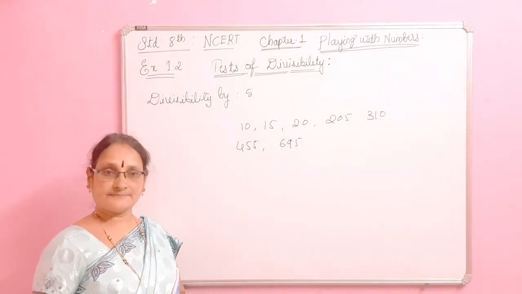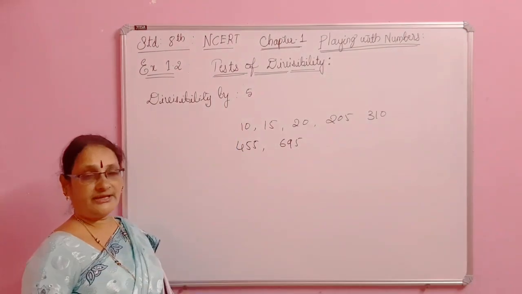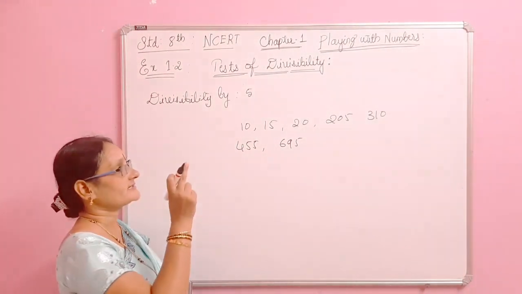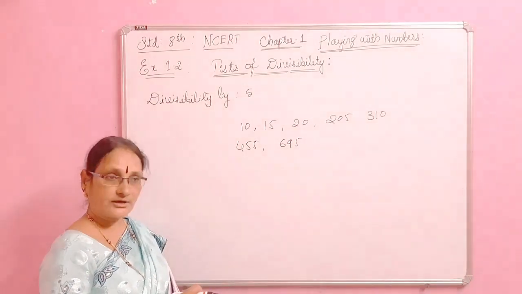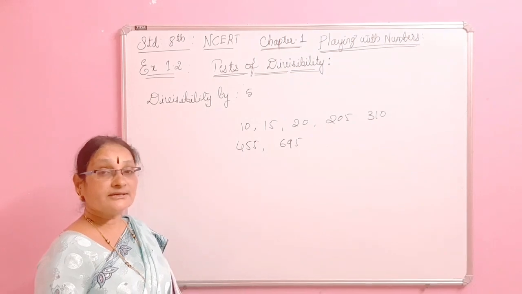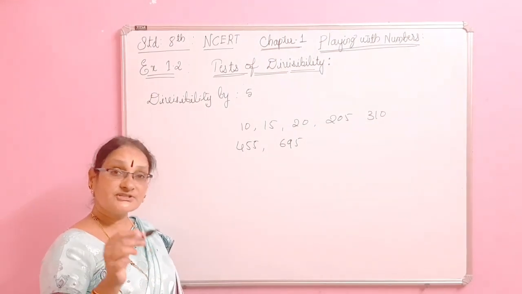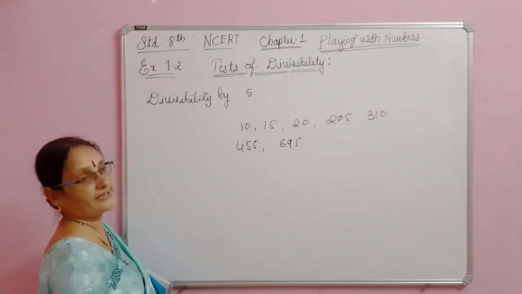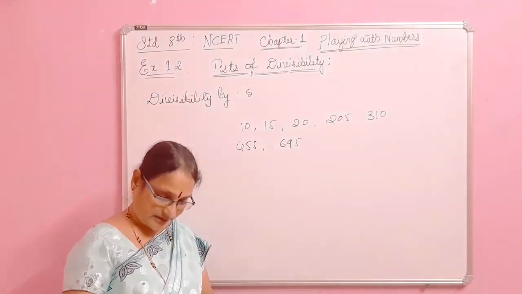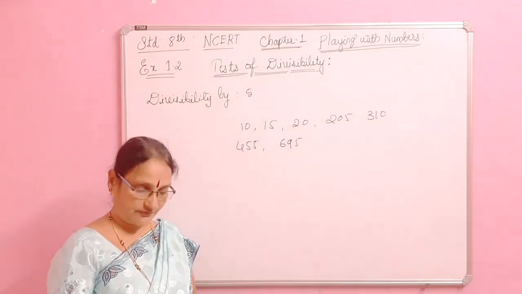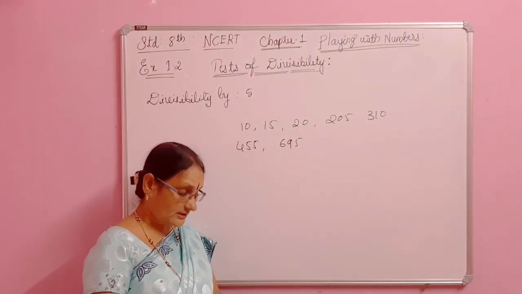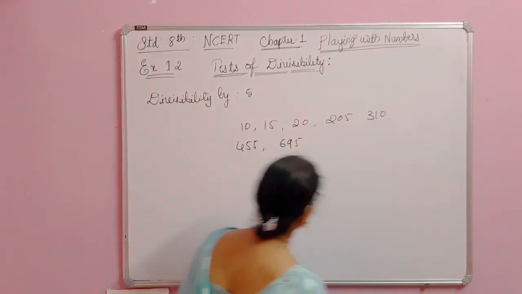Very easy it is. Divisibility by 5, how to do it? The numbers which must end with either 0 or 5, or the numbers which are having either 0 or 5 in their units place, such numbers are divisible by 5. This is the divisibility test by 5. Next we will see divisibility for 9 and 3.